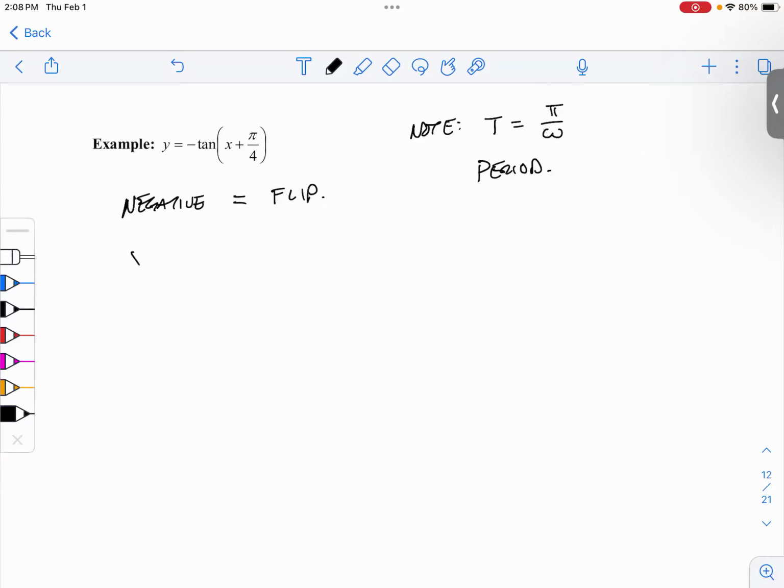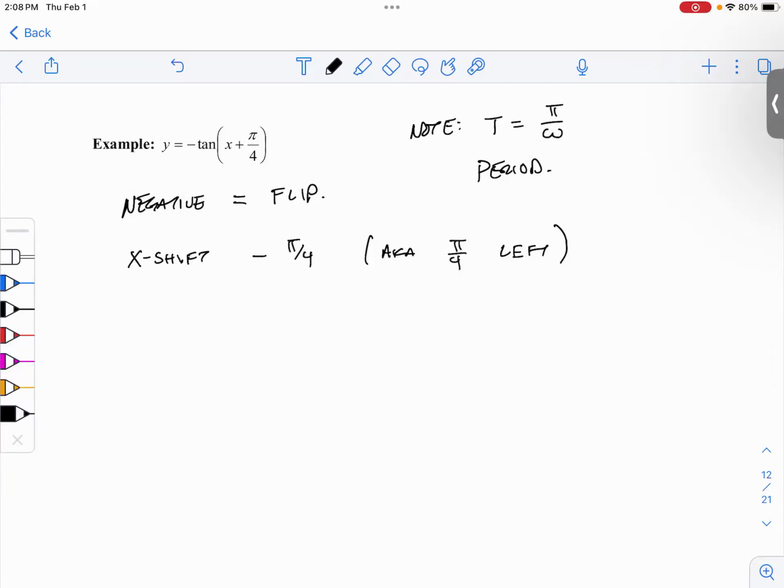So we have a flip. I have an x shift of negative pi over 4, aka pi over 4 left. It's always the opposite sign. If this is a positive, that means I'm actually going backwards, pi over 4. The period is still pi, and we're going to flip it at the end.